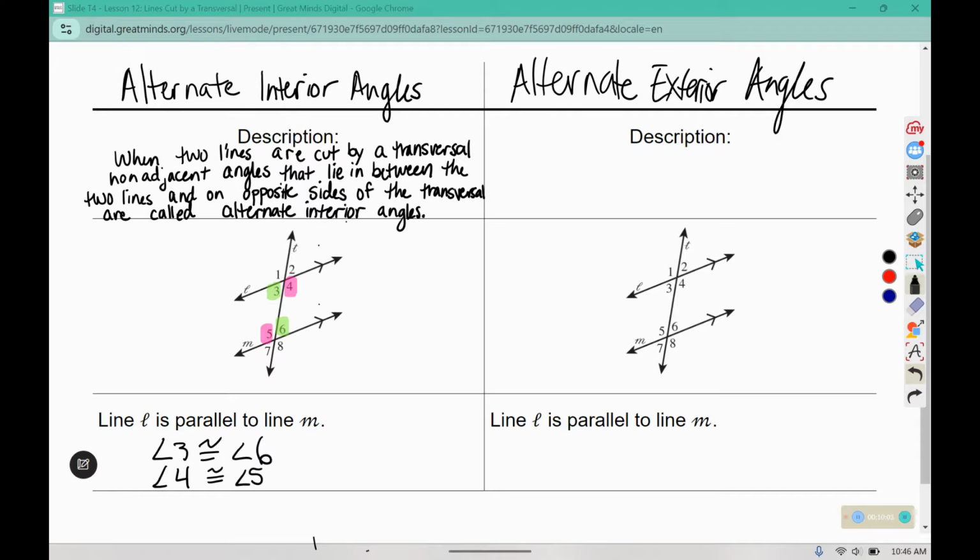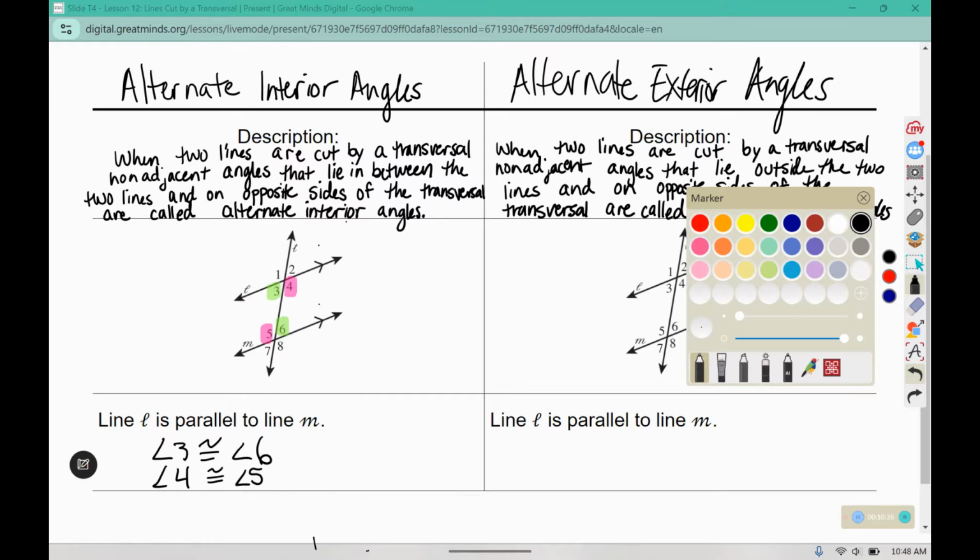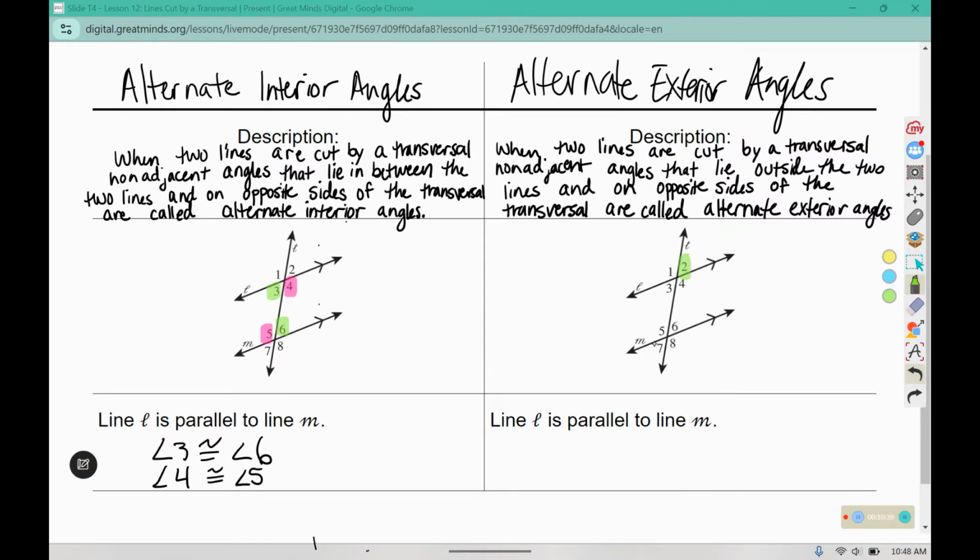So when two lines are cut by a transversal, so two parallel lines cut by a transversal, non-adjacent angles, meaning not next to each other, that lie outside of the parallel lines and on opposite sides of the transversal are called alternate exterior angles. I'll add that description in for you as well. And then we will highlight those. We have exterior and opposite sides. So angle 1 is congruent to angle 8, and angle 2 is congruent to angle 7.